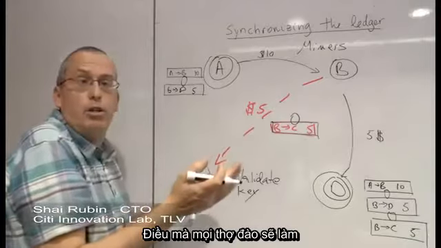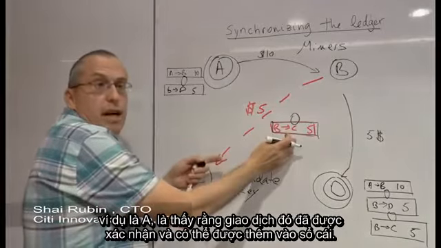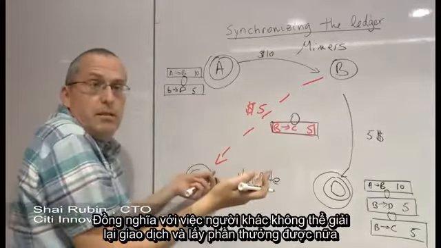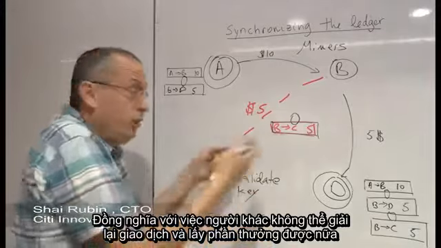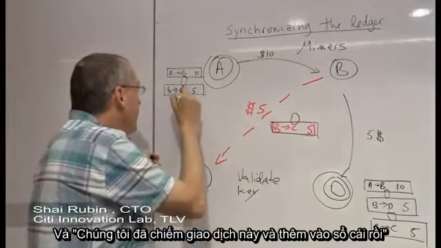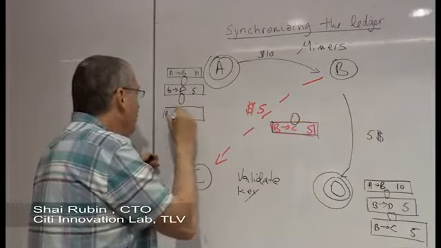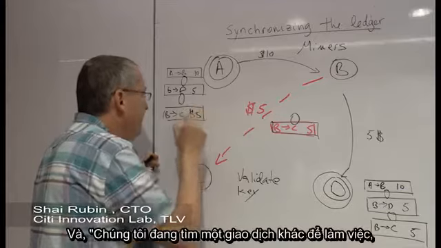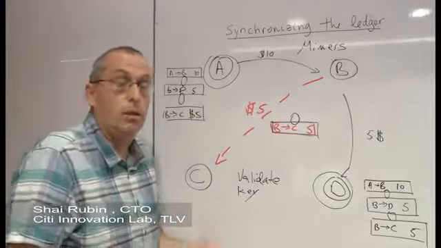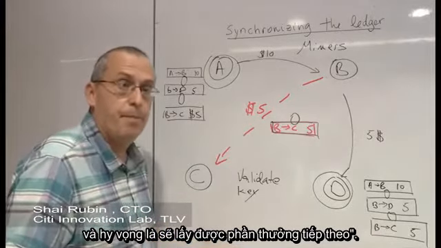What are all the other miners going to do? A, for example, sees that this transaction is already validated and can be added to the ledger, which means there is no point in trying to solve it and get a reward. A will immediately take this transaction, add it to its own ledger, and look for another transaction to work on and hopefully get the reward next time.